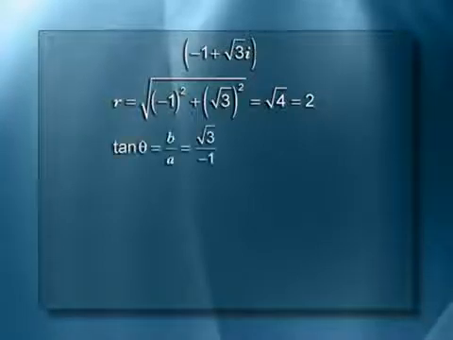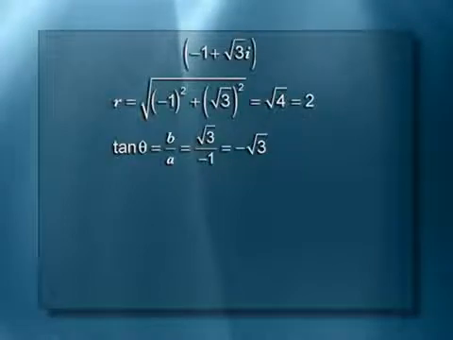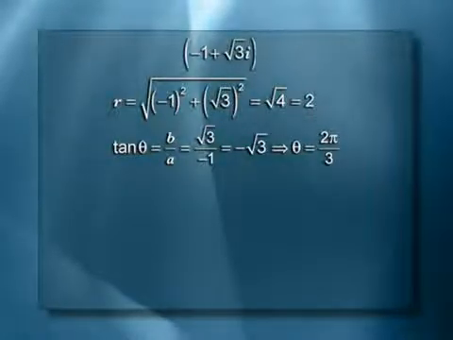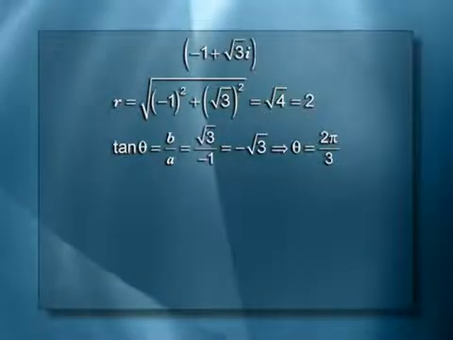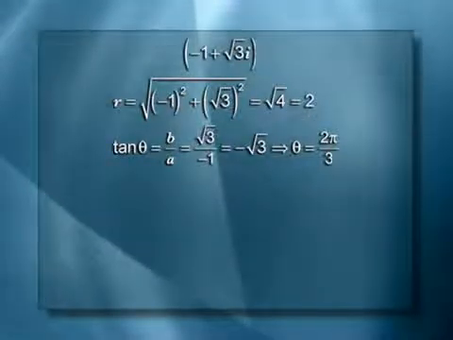Well, tangent theta is b over a, square root of 3 over minus 1, or minus the square root of 3. Well, where's this complex number located? Because it's minus 1 plus square root of 3i, it's in the second quadrant, isn't it? So the angle theta will be 2 pi over 3. Tangent of 2 pi over 3 equals minus square root of 3. That's one of our old trig skills coming back to haunt us today.